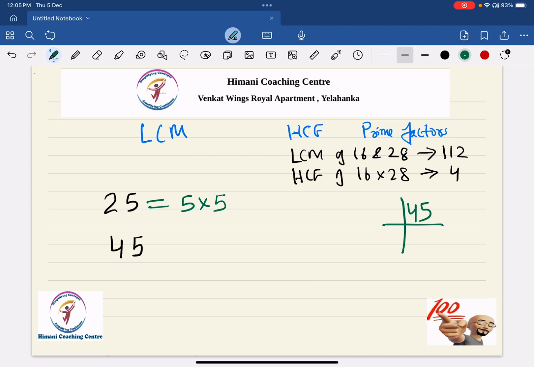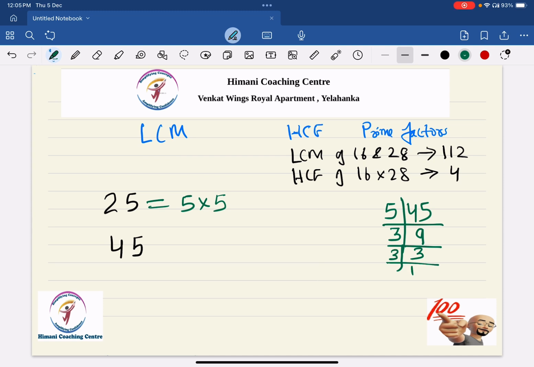So kids, remember we are only finding prime factors. You should know what prime numbers are, and we will divide only with prime numbers using divisibility rules. Again, 5 is at the unit place. So 5 times 9 gives us 45.